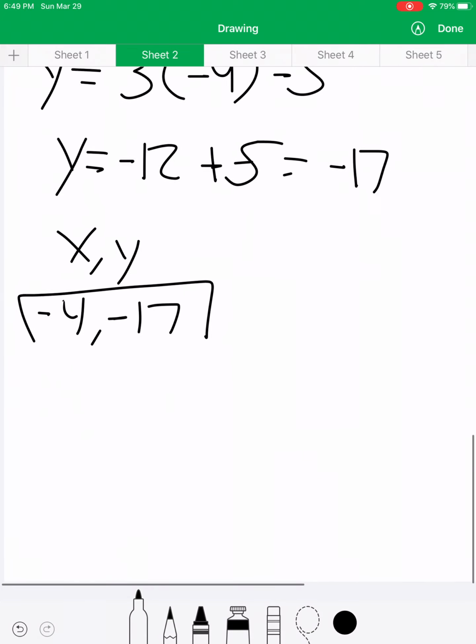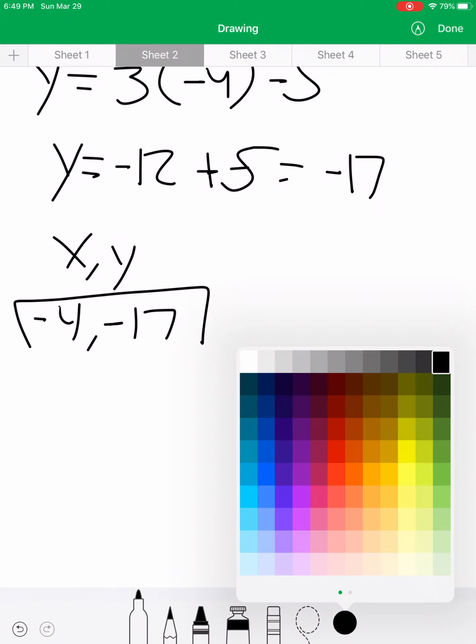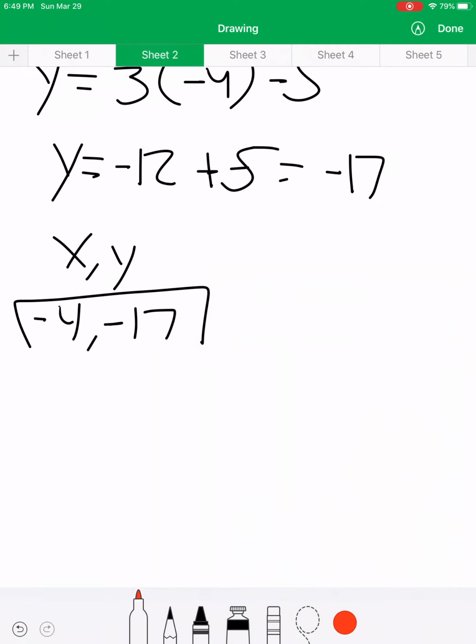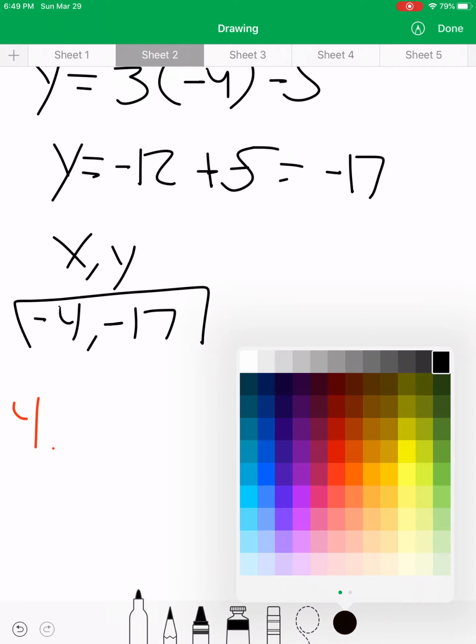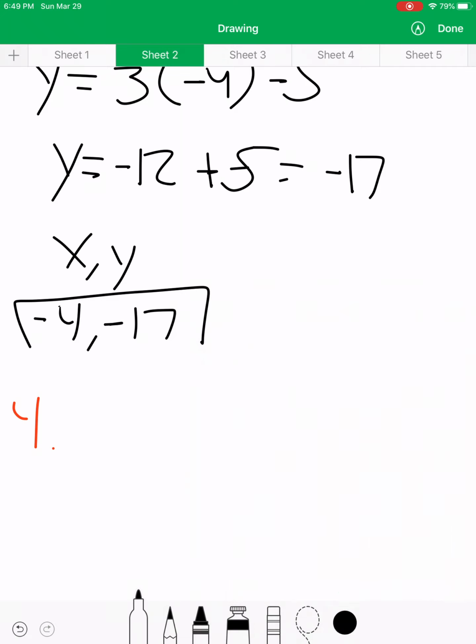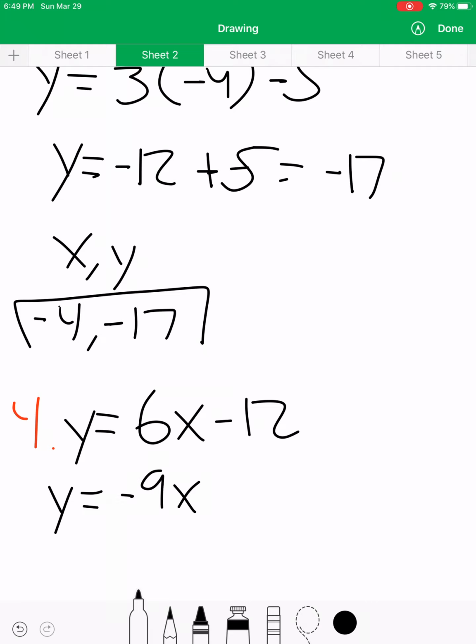All right, moving on to our next problem. We're on problem number 4 now. And that's going to be y equals 6x minus 12 and y equals negative 9x plus 3.